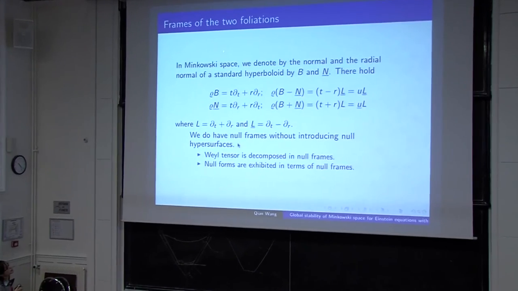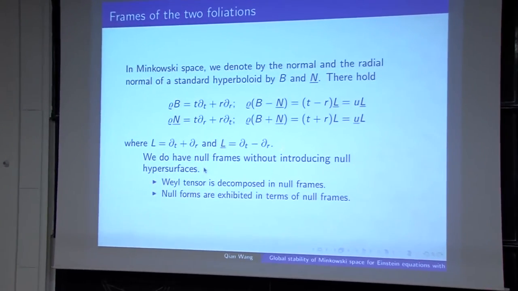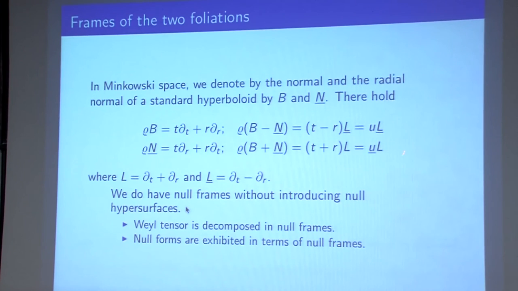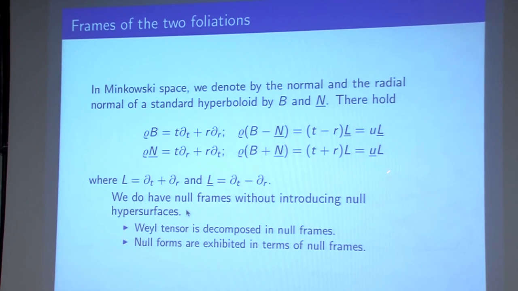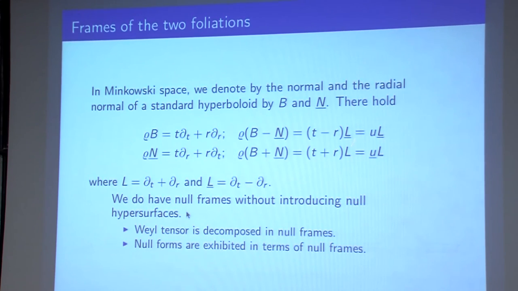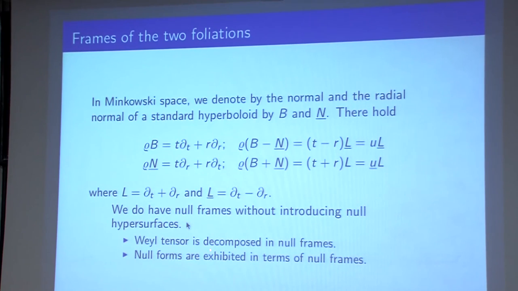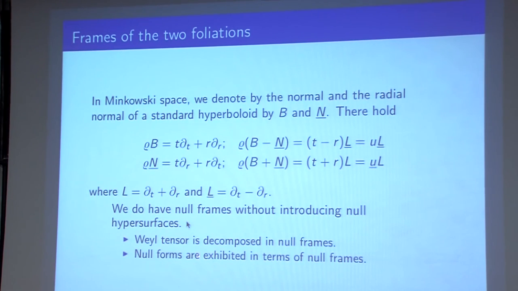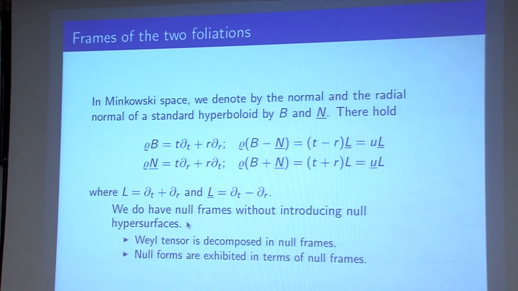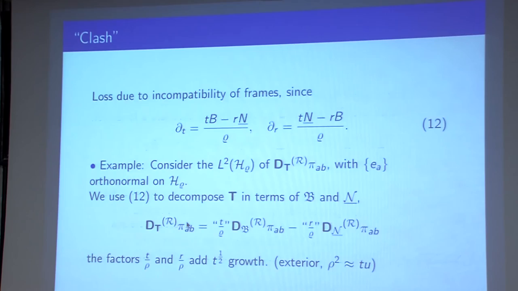I just use the standard hyperboloidal frame in Minkowski. I do a simple calculation and look at the right side. It gets L, L-bar, and pairs with weight, not that bad. Okay, so then you decompose the Weyl tensor into the null frame, which makes sense, and the null form can also be treated in terms of null frames. But okay, it seems that the two foliations are coordinating, actually it's not.